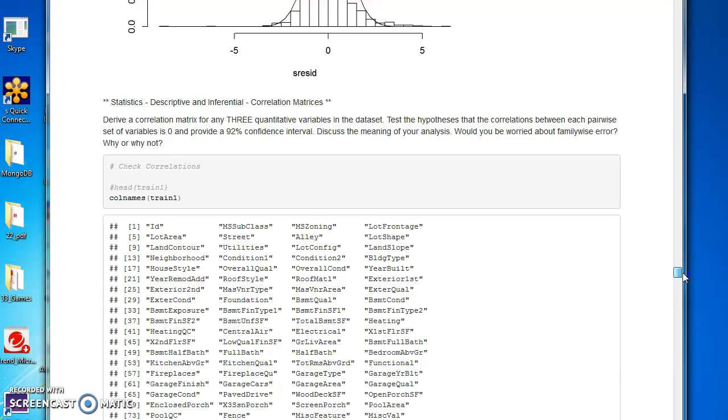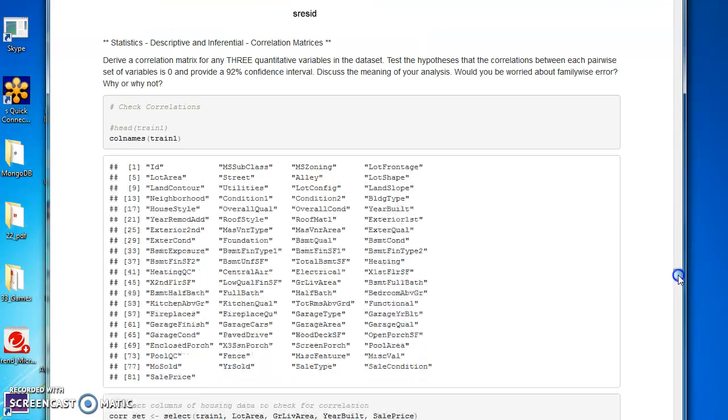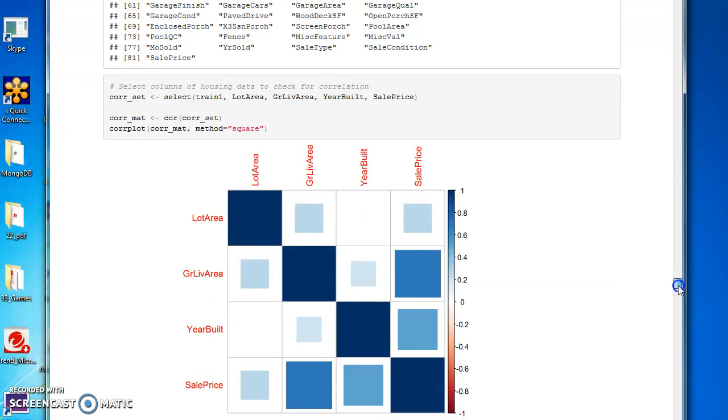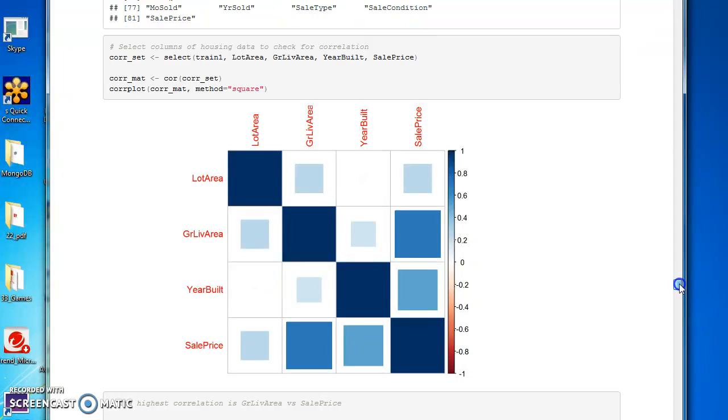So I took a look at the training data and then looked at which attributes to put in my model. So here's a total of all the attributes there. So I picked from those. I selected lot area, greater living area, year built, and sales price, just as a best stab of something that would correlate to sales price. But I can see among these in the correlation plot that the greater living area has a good relationship to sales price. We saw that in the plot as well.